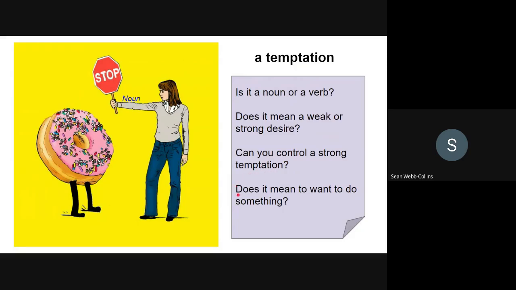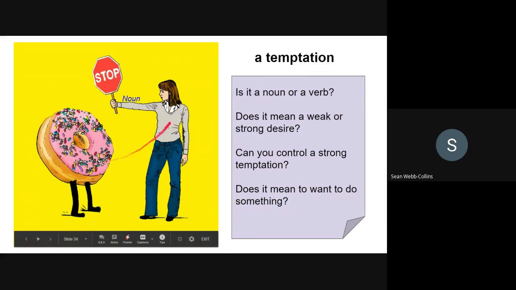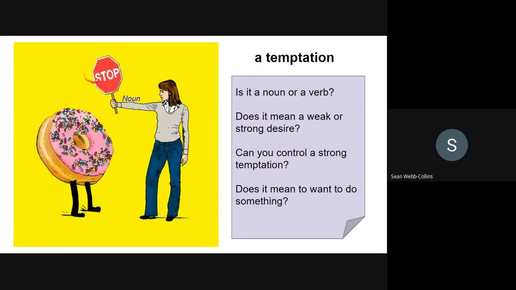And number 4, does it mean to want to do something? Yes. If you are tempted to do something, that's the verb. If you're tempted, the adjective here, then yes, it means you want to do something. She is tempted to eat the donut, but she's saying no.